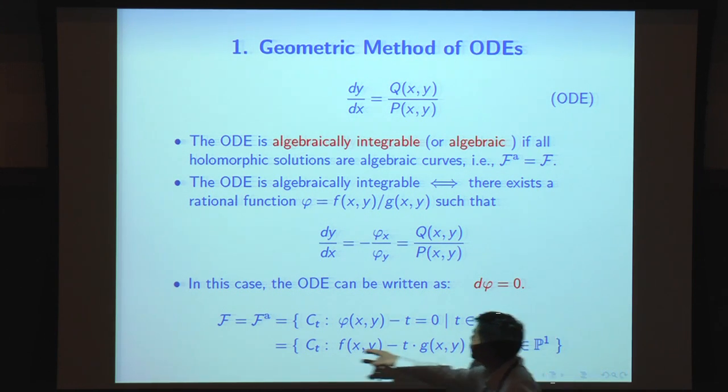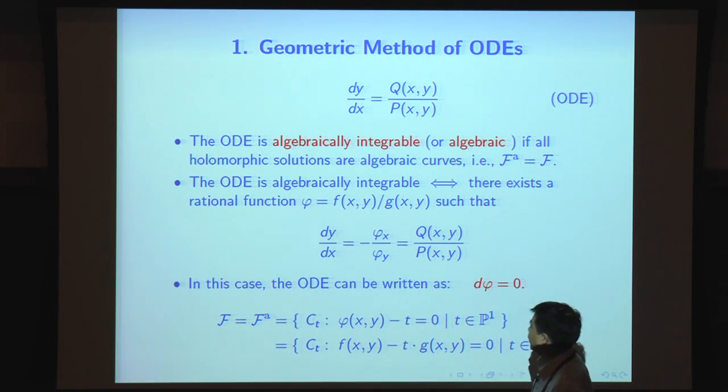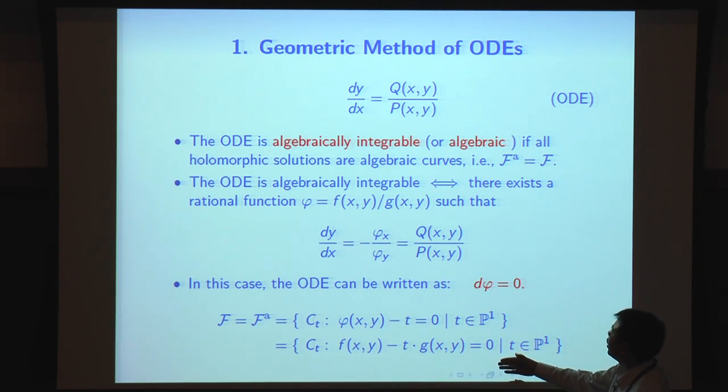So in this case, the foliation is equal to the subset: the algebraic curves in the set defined by this equation. So this is our family of curves defined by a rational function.